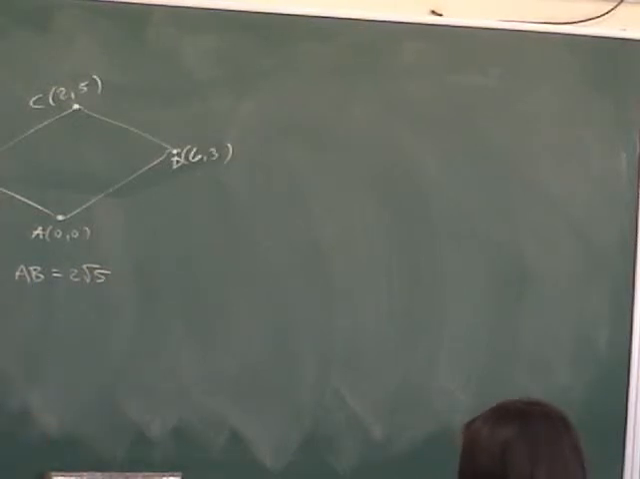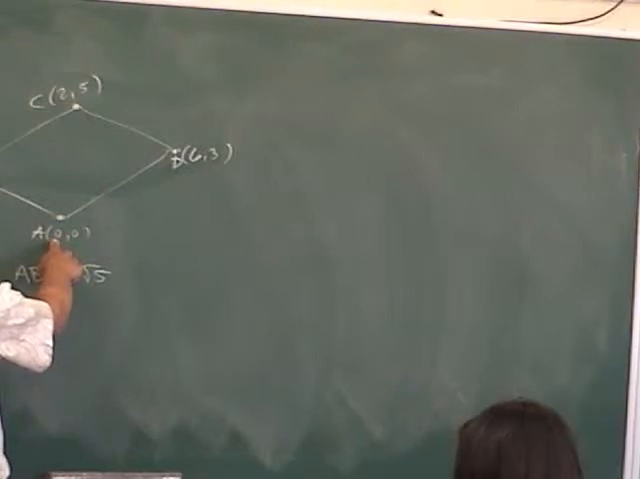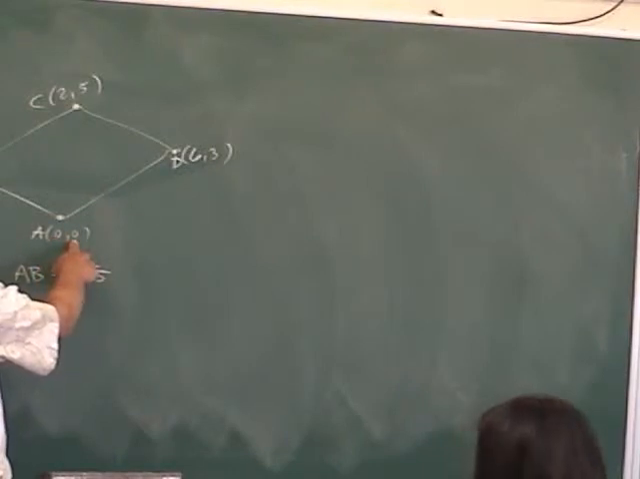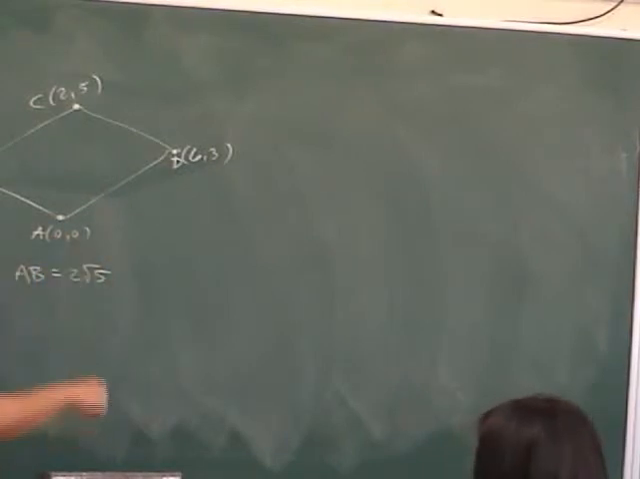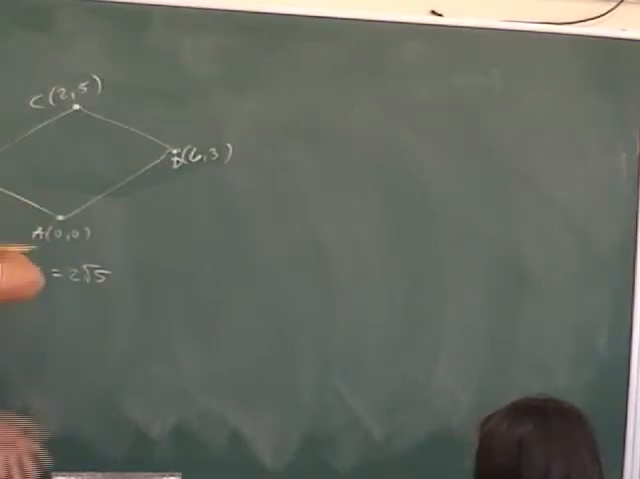Can you guys do this in here though? Just go. What is the difference of the x coordinates? 4. What's the difference of the y coordinates? So you got 4 on this side of your brain, 2 over here, square each one. 16 and 4, add them together, 20, and then radicalize.